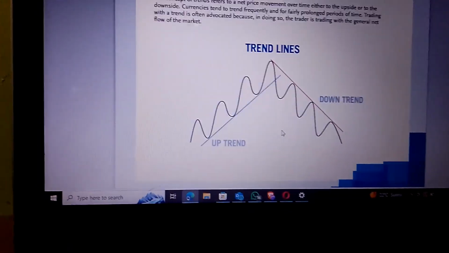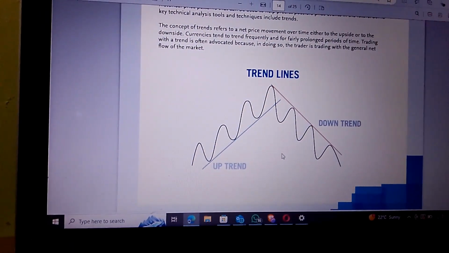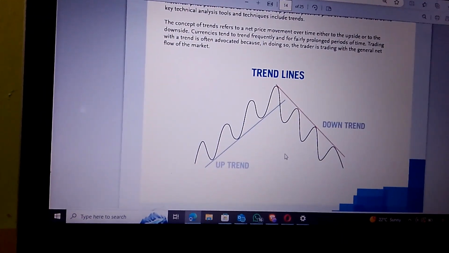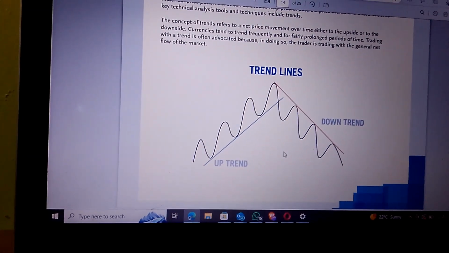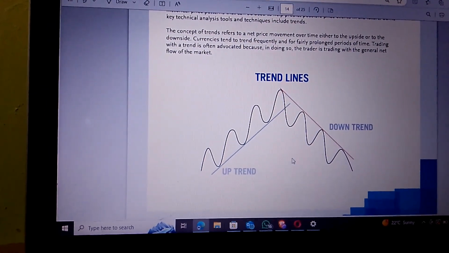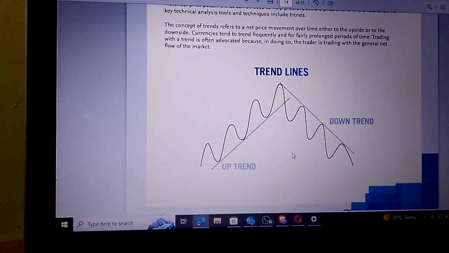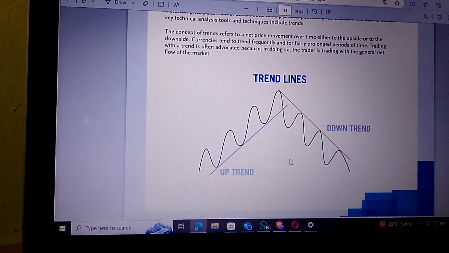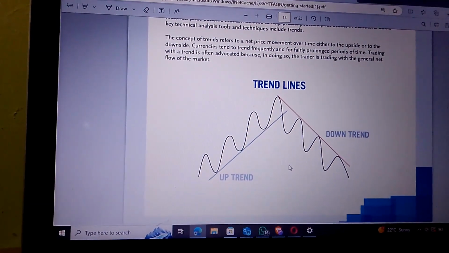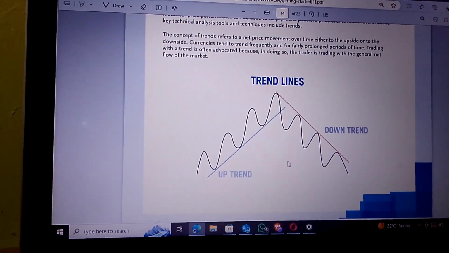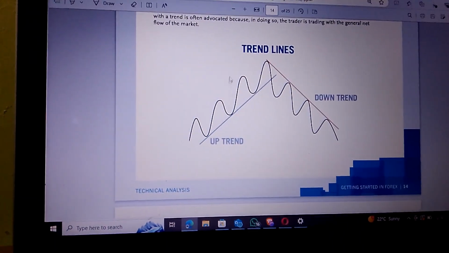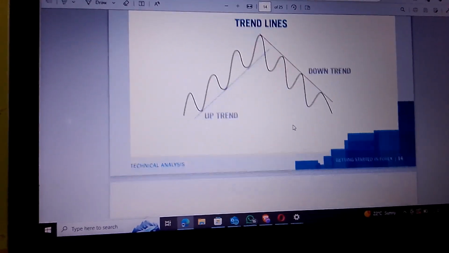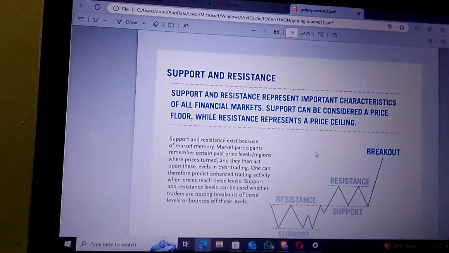The concept of trend refers to a net price movement over time, either to the upside or to the downside. Currencies tend to trend frequently and for fairly prolonged periods of time. Trading with a trend is often advocated because in doing so, the trader is trading with the general net flow of the market. So using this trend, you can predict what happens next. And this is highly encouraged because traders can easily know how the market will go.